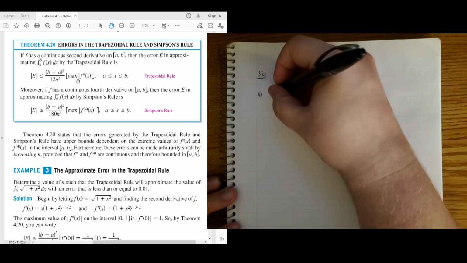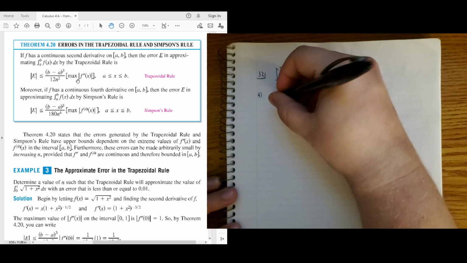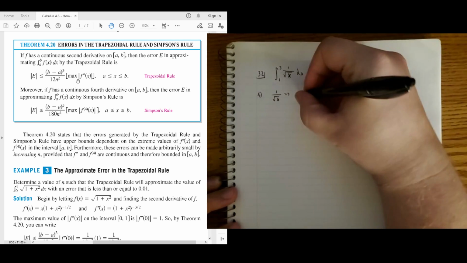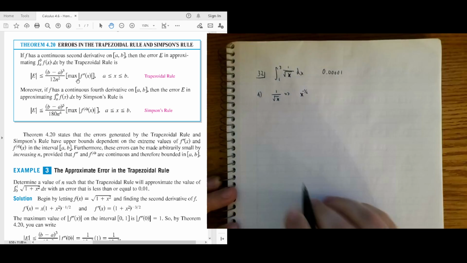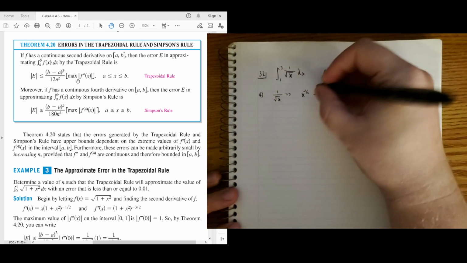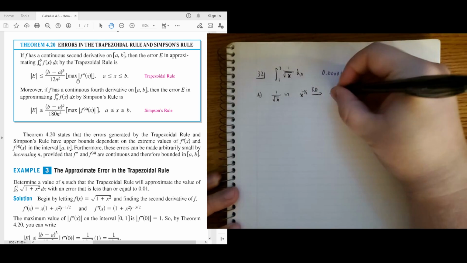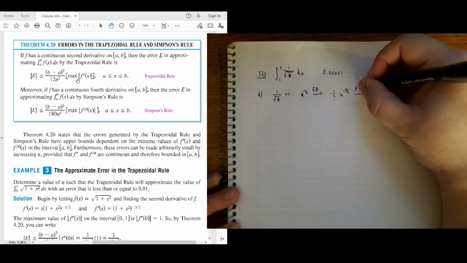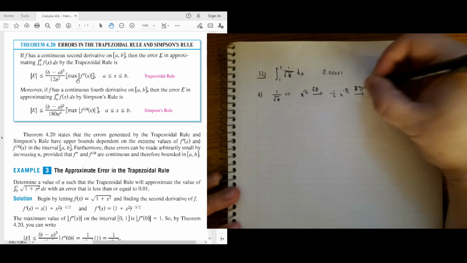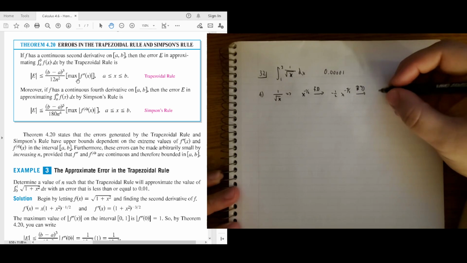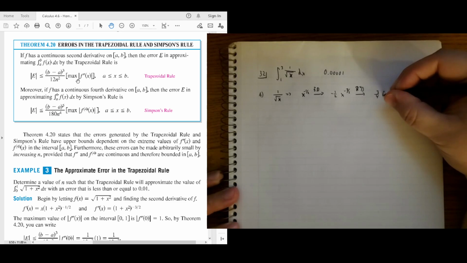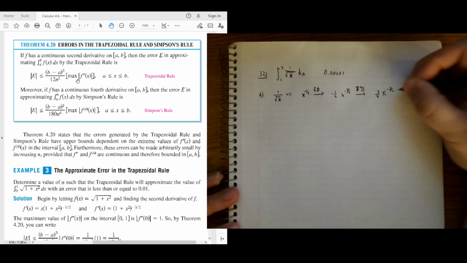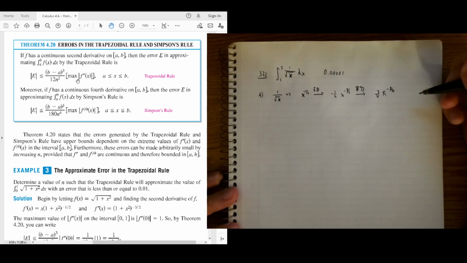To do this, I'm going to first need to take a second derivative and determine its maximal value. So let's take a look at the function 1 over the square root of x, and I'm going to take two derivatives. Let's first convert this into power form. This will be x to the negative 1/2 power. Then I'm going to take two derivatives. The first derivative is negative 1/2 x to the negative 3/2. And the second derivative, I multiply those two and get positive 3 over 4 x to the negative 5/2. So there's my function. This is my second derivative.